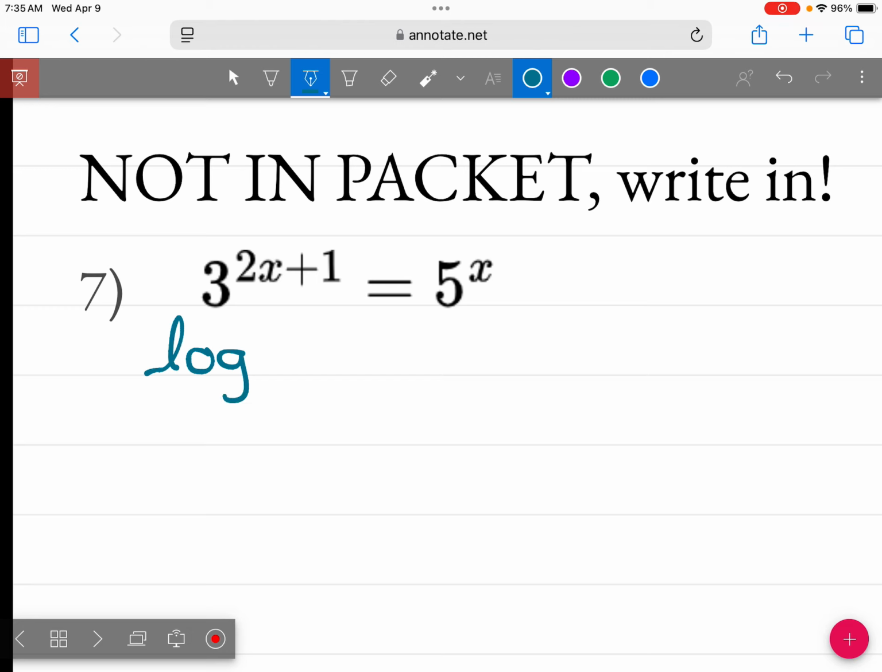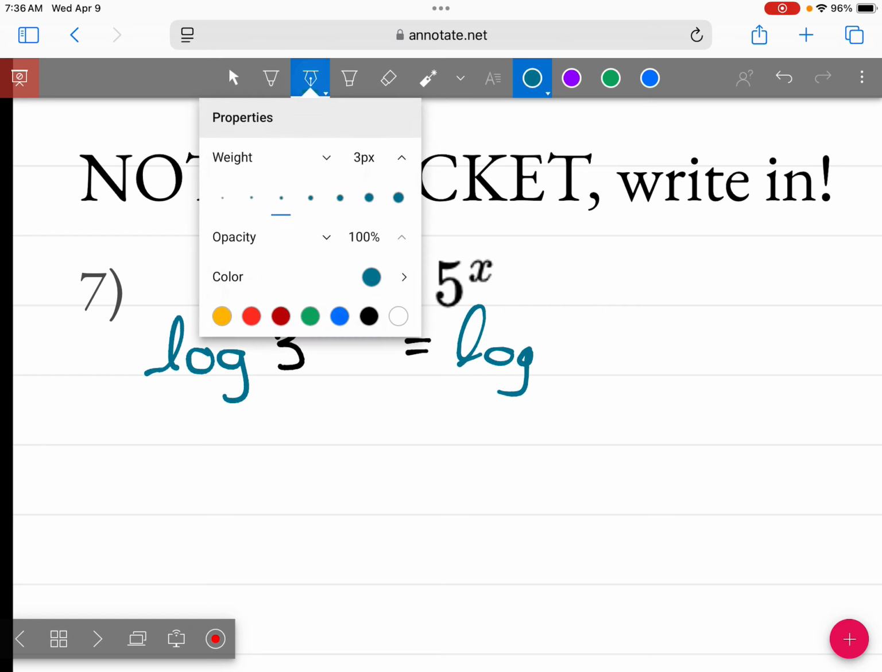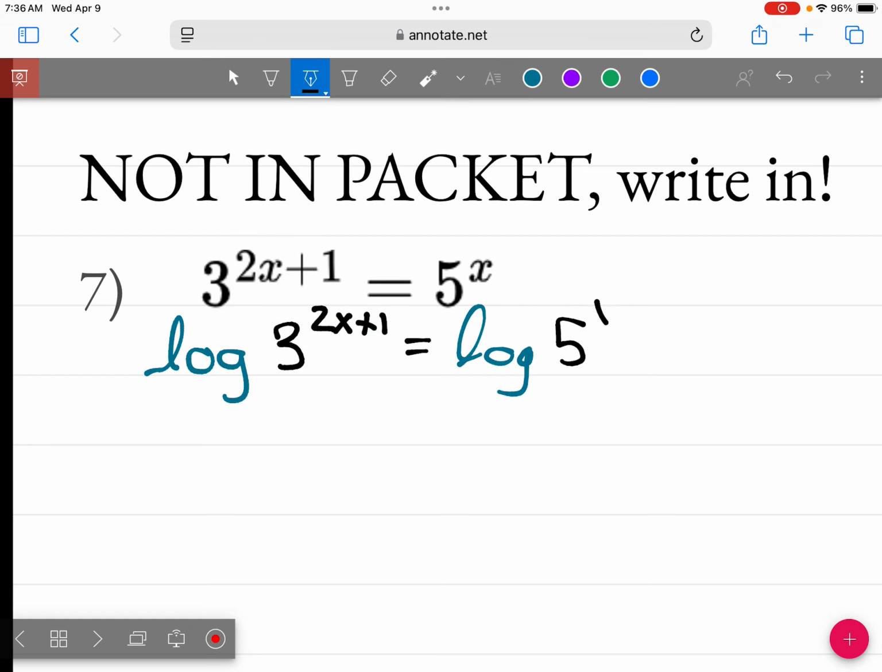So we're going to write this as log of 3 to the 2x plus 1, and log of 5 to the x. So we're logging both sides. Thank you, Darren. So if we have variables in both exponents, we're going to log both sides, just like if we multiplied both sides by 2, divided both sides by 7, added 6 to both sides, whatever.